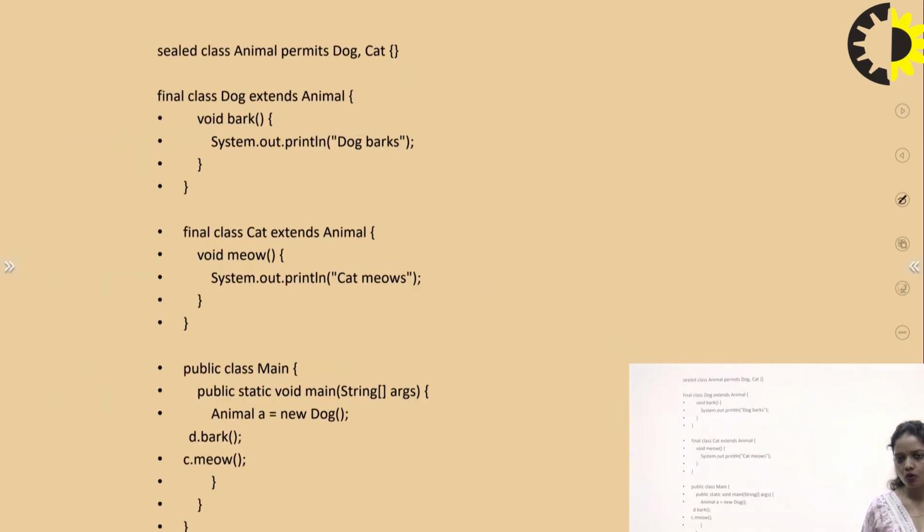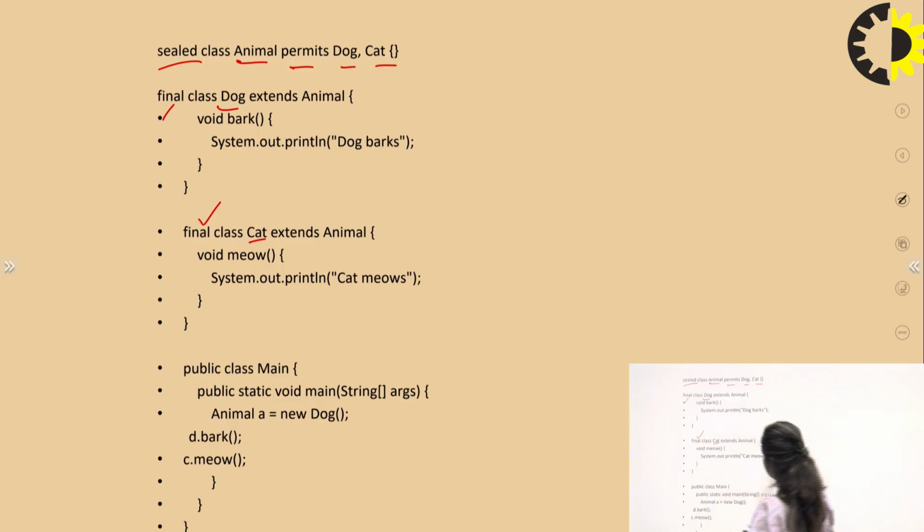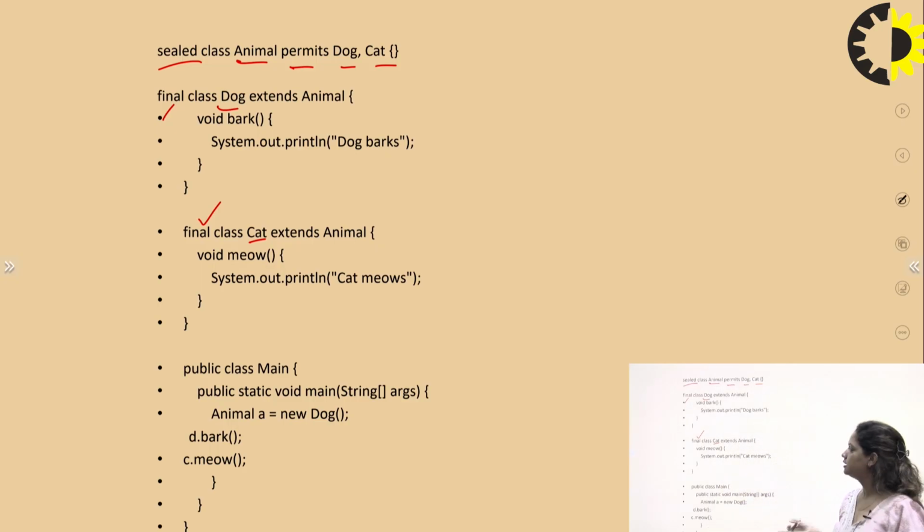Let us have a look at another example of sealed classes. Here we have a class animal which permits the dog and the cat class to extend it. So this animal class is a sealed class. Now why are we putting this final keyword in front of the dog and cat class? In order to prevent their further extension. So dog and cat are not going to be extended by any other class. They remain its only children.